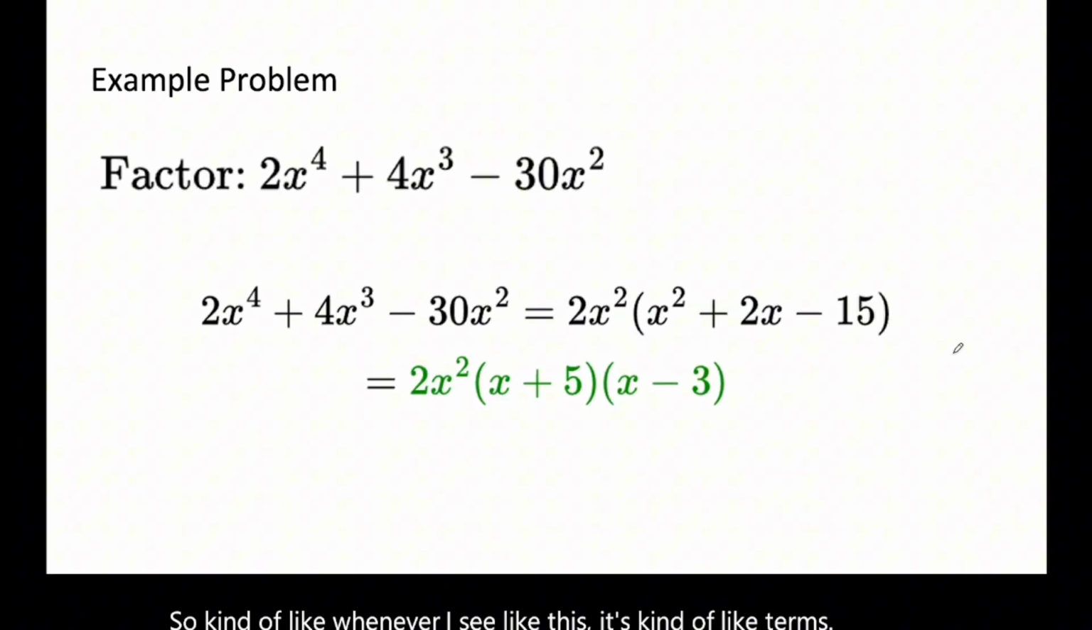Let's do another one. Factor 2x to the 4th plus 4x cubed minus 30x squared. We can see this is the same thing. Factor the GCF of this term, and we're seeing that the 2 is the GCF of the coefficients, and between all the x degrees, x squared is the common one for all of these. Then afterwards you get the leftovers, and notice that you have a quadratic.